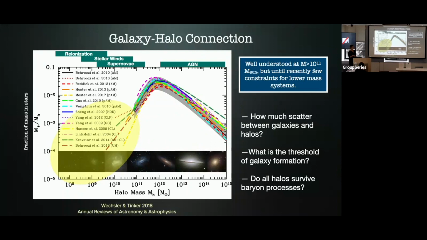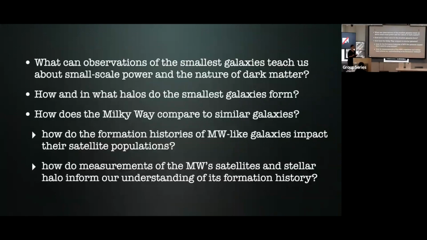scatter is there between the galaxy properties and the halo properties? Is there some halo mass here below which galaxies just never form? So what is the threshold of galaxy formation? And also, do all halos survive baryon processes? So those are still really open questions on this low mass end.